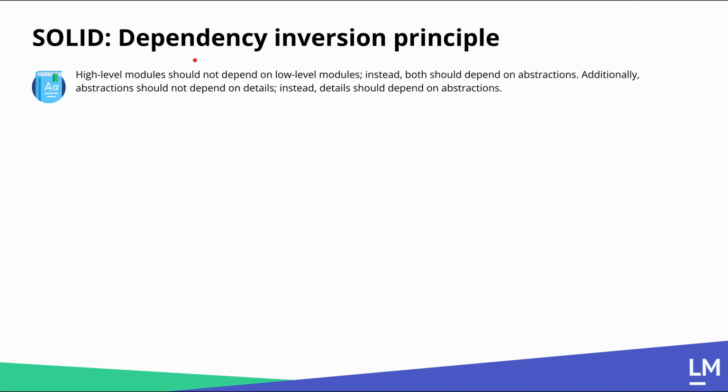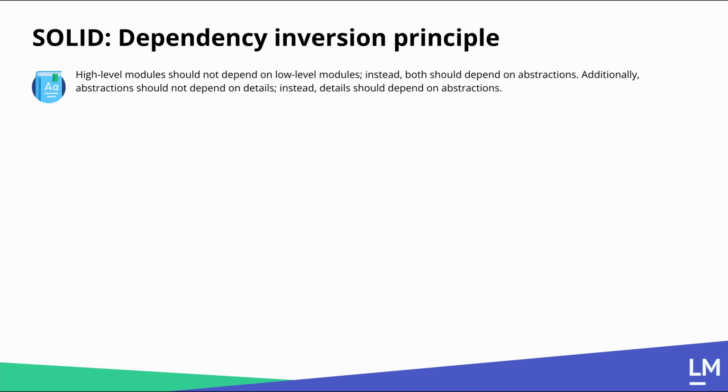Let's discuss the last of the SOLID principles, the dependency inversion principle. This is the D of SOLID. And it states that high-level modules should not depend on low-level modules. Instead, both should depend on abstractions. Additionally, abstractions should not depend on details. Instead, details should depend on abstractions.